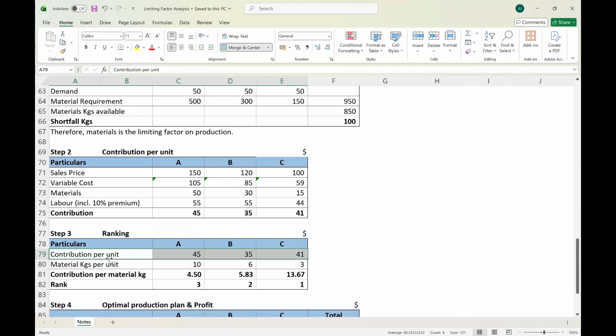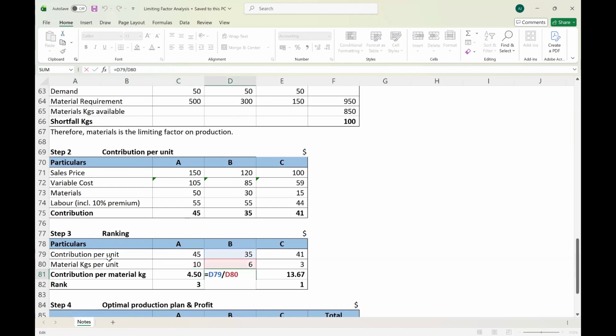Third step was what? Contribution per unit of the limiting factor, and then step 4 was ranking. So we are merging both the steps over here. So I calculated contribution per unit. Good. I know the limiting factor per unit. So that is 10, 6 and 3 kgs. So I can calculate the contribution per material kg. 4.5 here. Then 5.83 here.